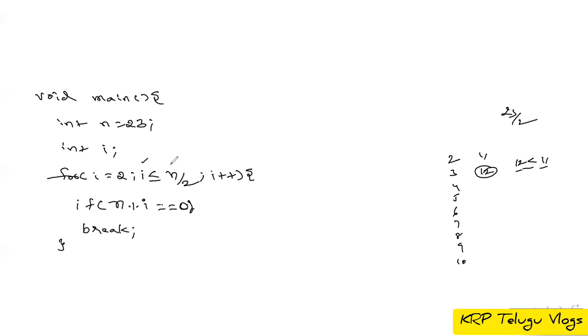So the i value reaches more than the n by 2 value if it is not divisible anywhere. Is that clear? Sir, please explain again.